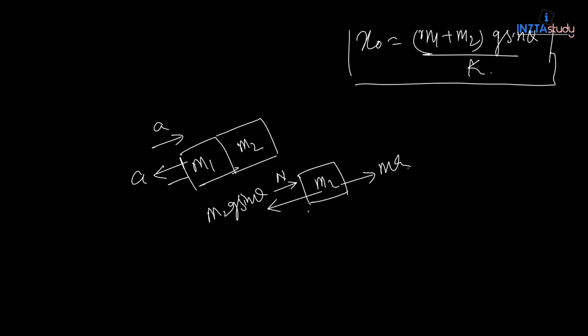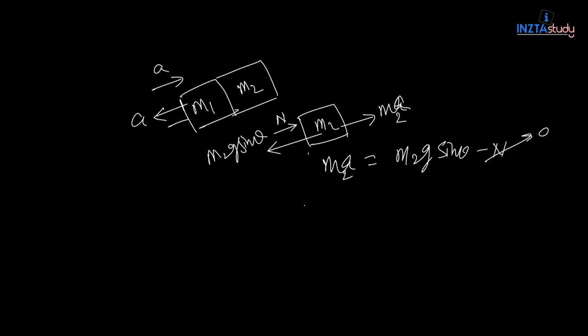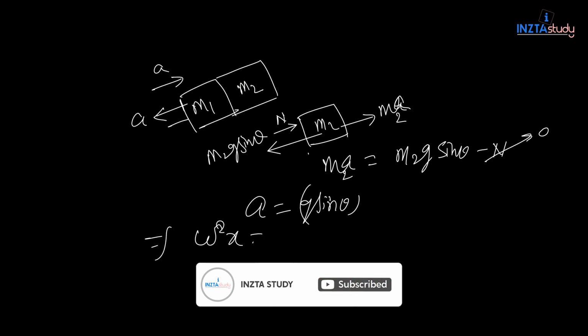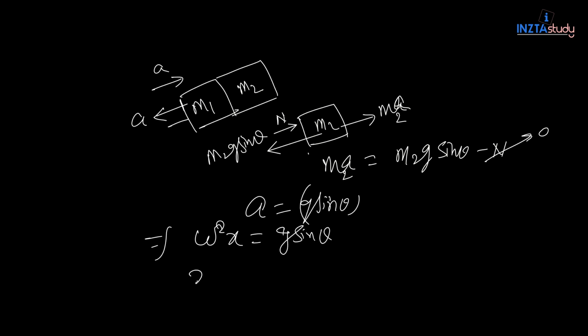Now there is a possibility that N can become 0 for a certain acceleration, when ma is equal to m2g sine theta minus N. So for some acceleration N can become 0 and it will lose contact. What is that acceleration? That acceleration can be g sine theta, and acceleration is equal to omega square into x, that is g sine theta. So x is going to be g sine theta upon omega square.